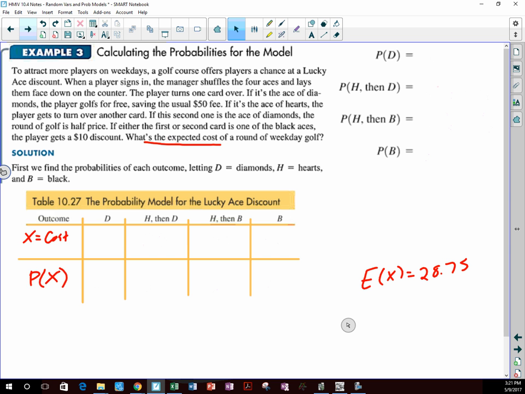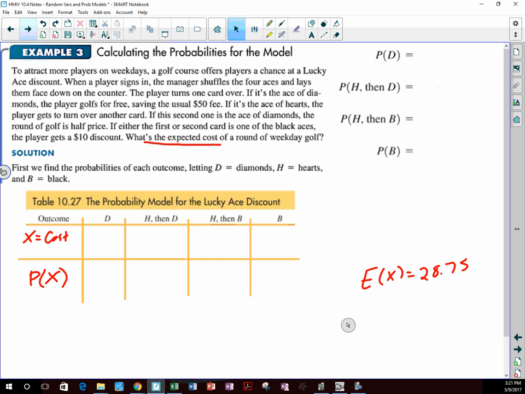And the player will turn 1 card over. If it's the ace of diamonds, the player gets to golf for free, which is saving them the $50 fee to golf. If it's the ace of hearts, the player gets to turn over another card. And if the second card is the ace of diamonds, the round of golf is half price. If either the first or second card is one of the black aces, the player gets a $10 discount. We want to know what the expected cost of a round of golf is here.